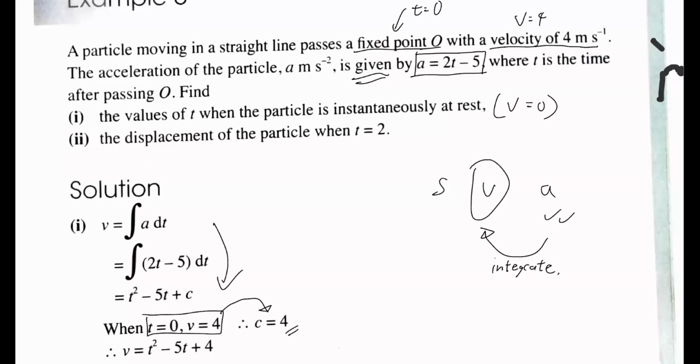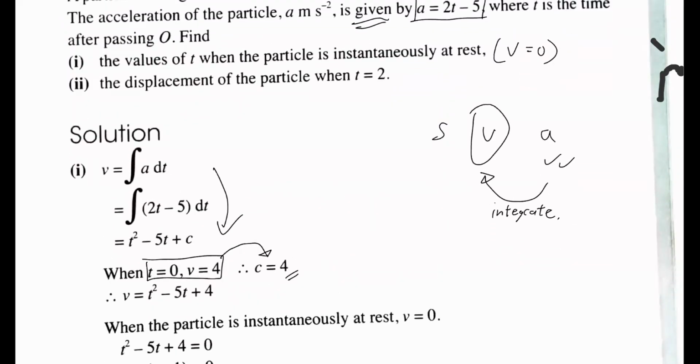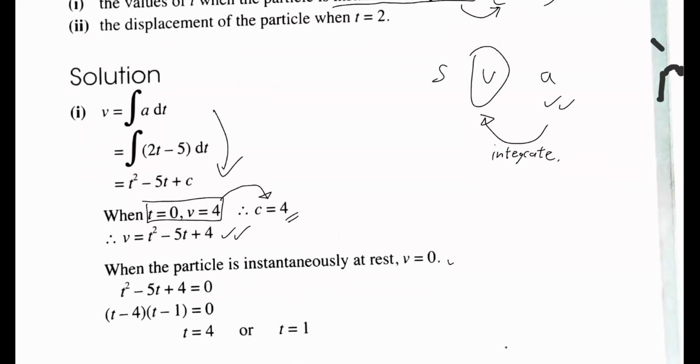So how do we continue? Solve for c, then you have v, and you substitute in the quadratic equal to 0. Exactly, because the phrase instantaneously at rest means v equals 0. You have your v here, so you just substitute v equals 0. From there, you can solve. You get t equal to 4 and t equal to 1. That's your answer. You cannot reject anything.